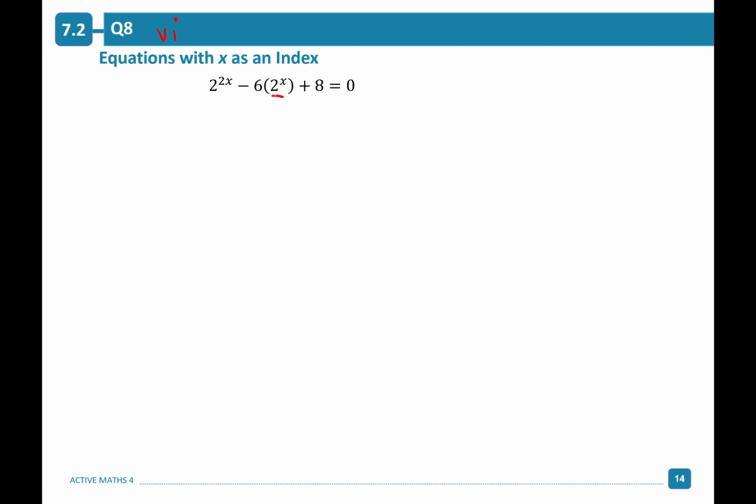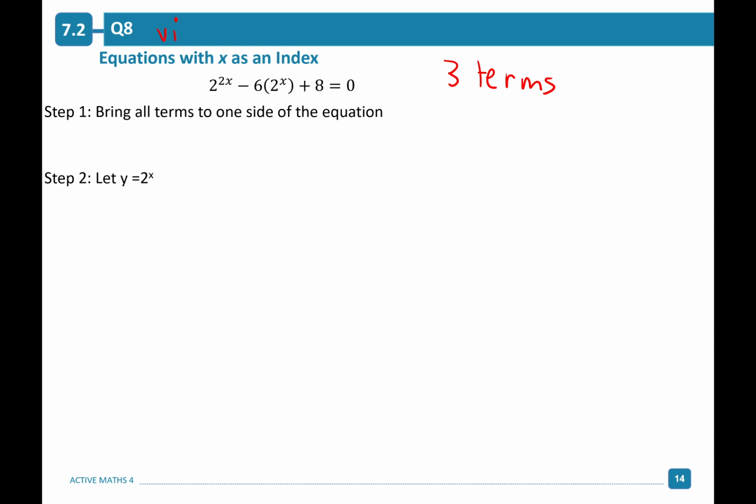So your hint is when you have this 2 to the power of x or 3 to the power of x in your equation twice, and there's an adding and a subtraction sign between them. So if you have 3 terms, 1, 2, 3 terms, we're using this technique. So the first thing you do, make sure all of your terms are on one side of the equation. Ours are, so that's fine.